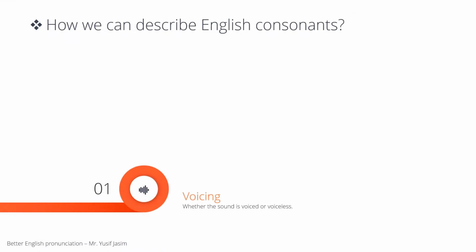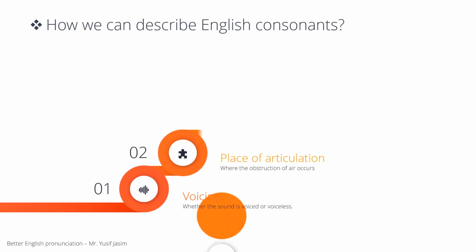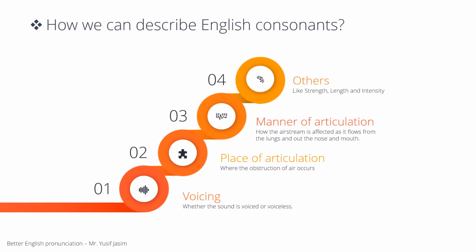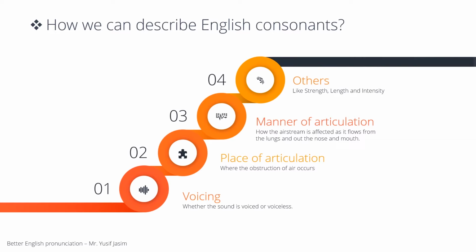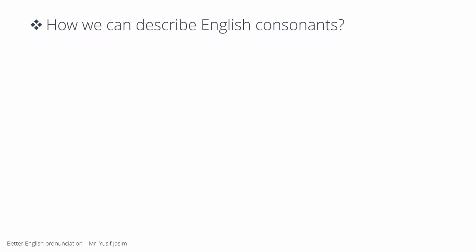How we can describe English consonants. After we have studied what's meant by consonants in the previous videos, we are going to describe consonants according to their voicing, place of articulation, manner of articulation, and others like strength, length, and intensity. It's a little bit ambiguous, isn't it? So let's make it clear for you by explaining some of these points in details with some extra important notes that you should be aware of.